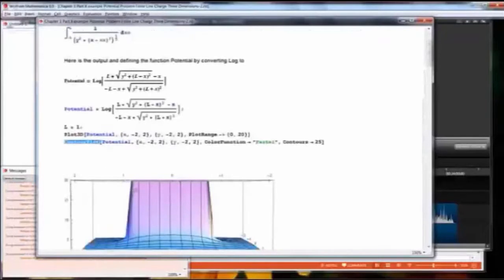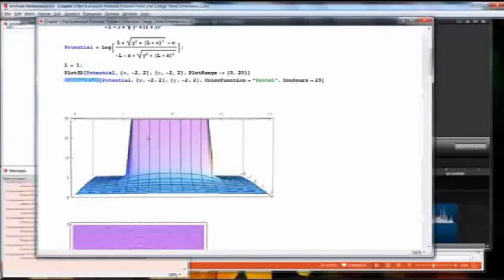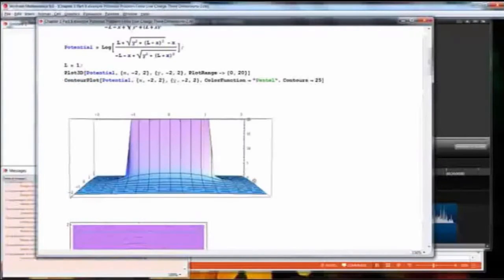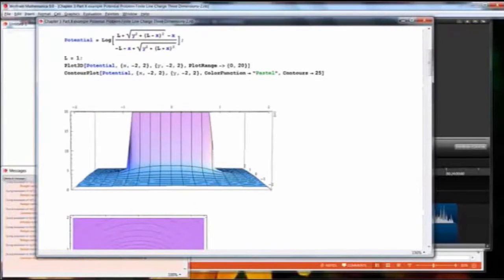So here's the result of the 3D plot of the potential. Potential is in this direction. The line charge is down here in terms of its location. It goes from 1 to minus 1. This is turned around. Yeah, you don't like that? Well, okay, we'll turn it around. The plot goes from minus 2 to plus 2, and the line charge from minus 1 to plus 1.